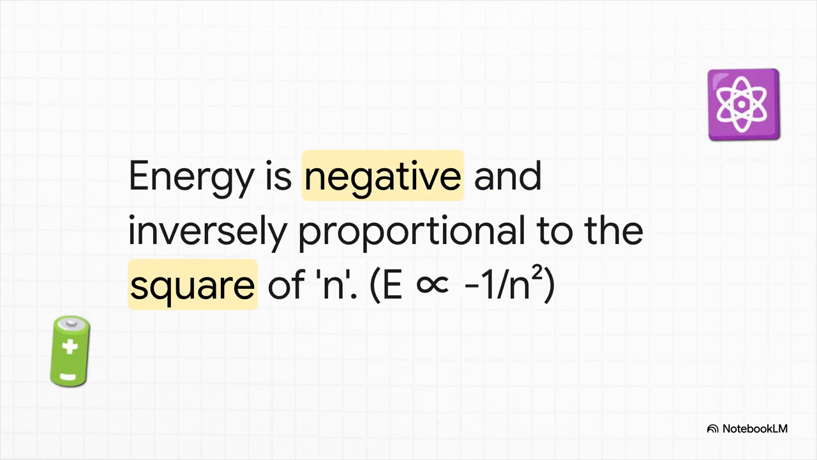Okay, and what about the energy? You'll see it's proportional to -1/n². Now, don't let the negative sign freak you out. All it means is that the electron is trapped or bound to the nucleus. You have to add energy to pull it away. So a bigger n means a less negative number, which just means the electron has more energy the farther away it gets from the center.